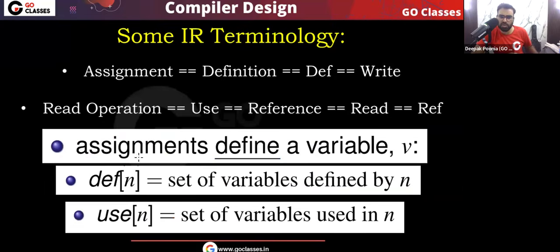So please understand this terminology, this will be very useful, that in compiler design, whenever I say we are defining a variable, it simply means it is assignment. Definition and assignment, they are same, and use and read and reference, all these things are same. Okay.